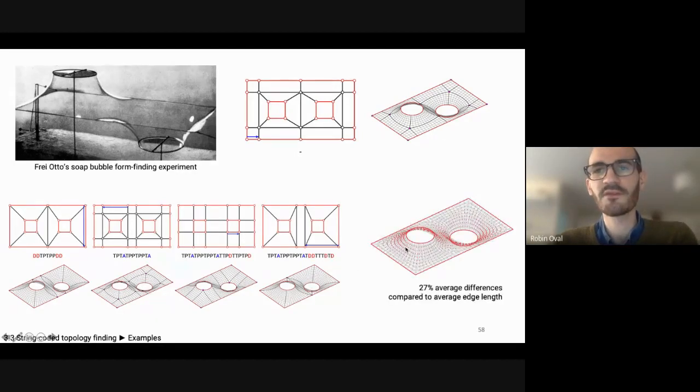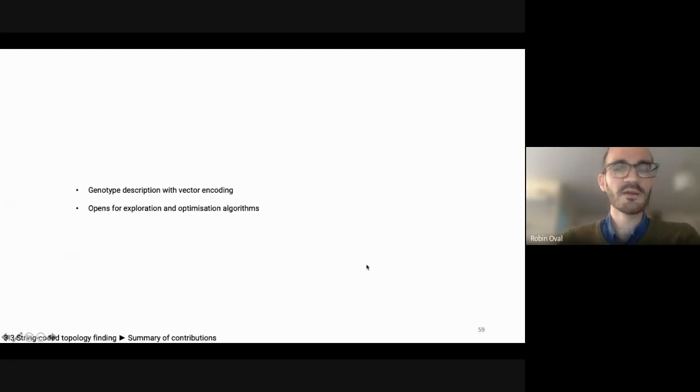And if you do the similar form finding for all of these topologies, you can actually get a variation in the geometry after form finding, up to 1/3 of the average edge length. So that's another point which will change the performance of the behavior of your structure. Another point that topology matters. So here you have this geometry description with this vector encoding, and that actually highlights the next research, which is combining this with state-of-the-art exploration optimization solvers.